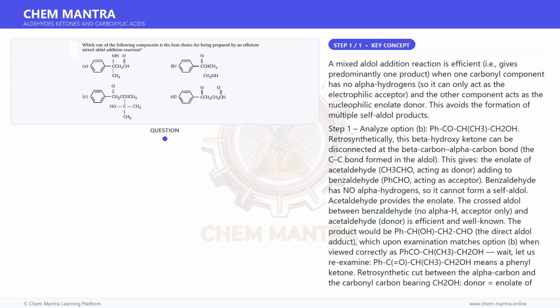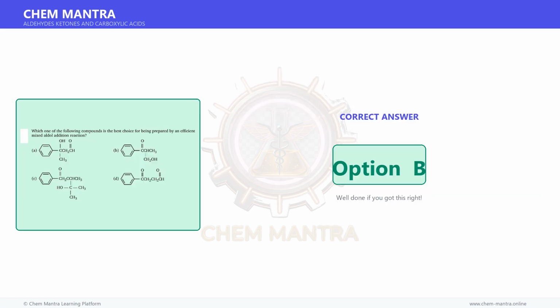Step 3. Conclusion. Option B is best prepared by an efficient mixed aldol addition because it uses formaldehyde, no alpha H, as the acceptor and propiophenone as the donor, giving a single crossed aldol product. Therefore, the correct answer is option B.